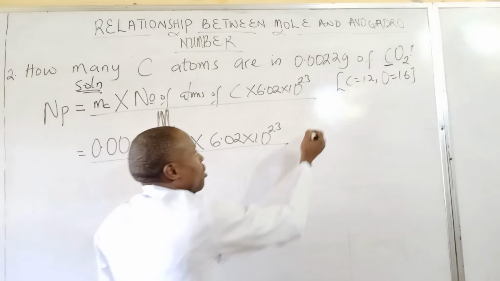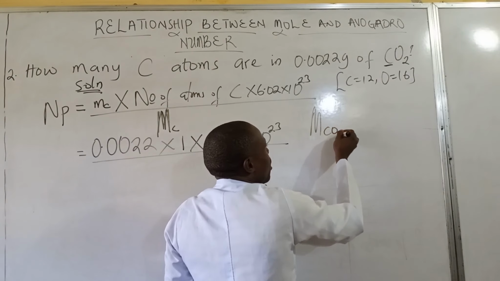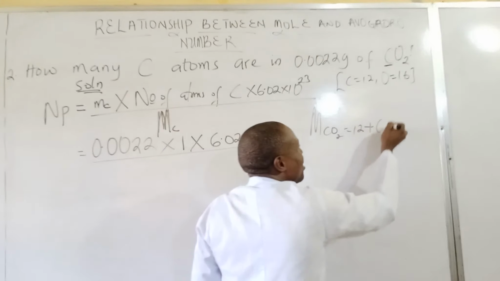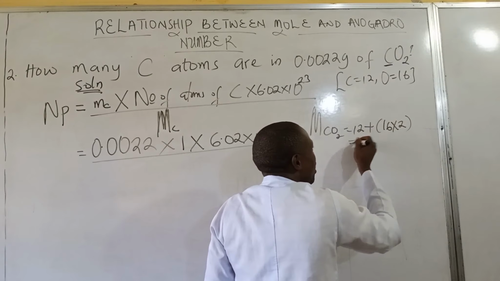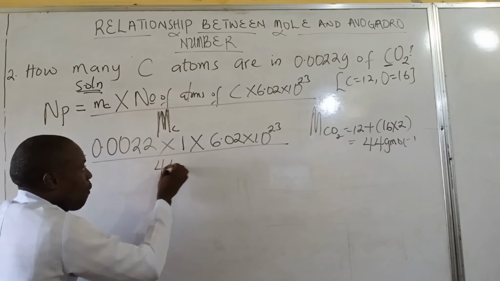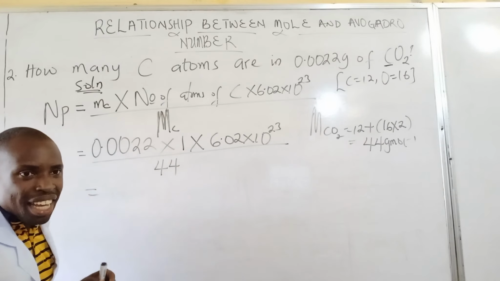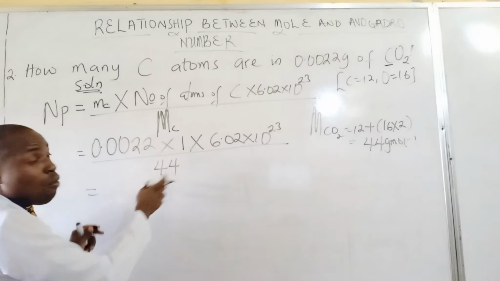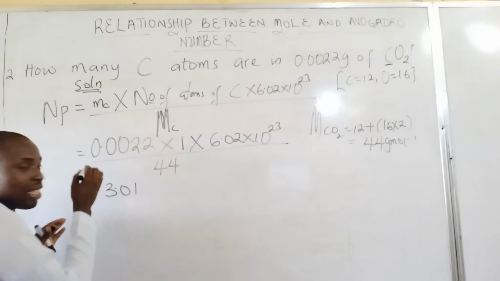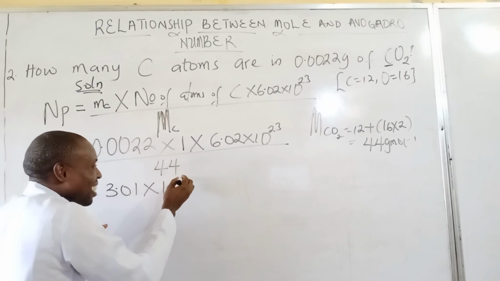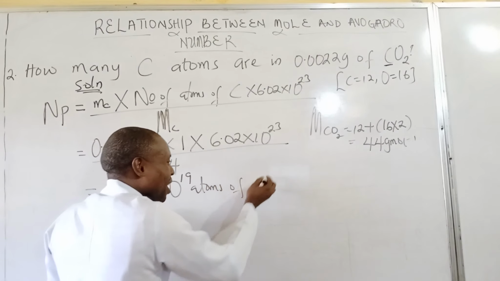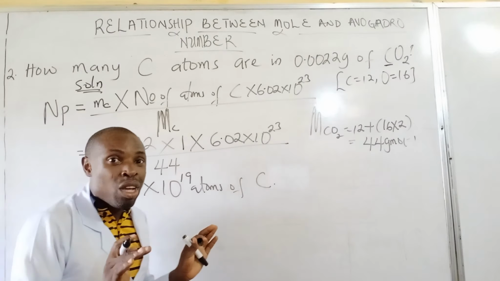Very, very simple. The molar mass of CO2: carbon is 12, oxygen is 16 multiplied by 2, that gives us 44 gram per mole. So that becomes 44. When you multiply this and this over, the final answer should give me 3.01 times 10 raised to the power 19 atoms of carbon. Very simple. So let's move quickly to the next question.